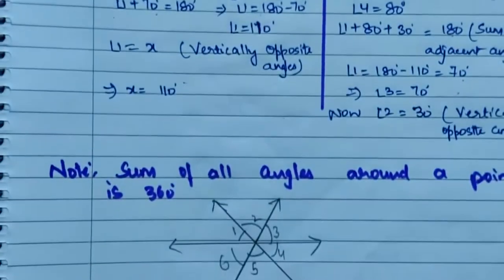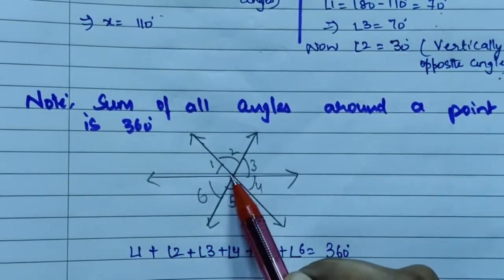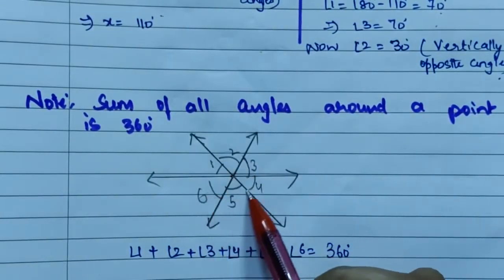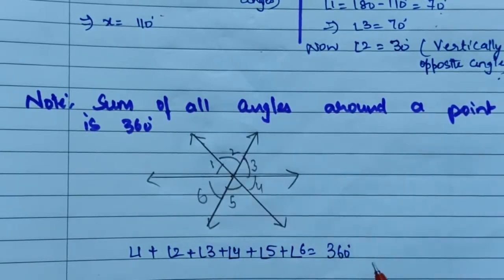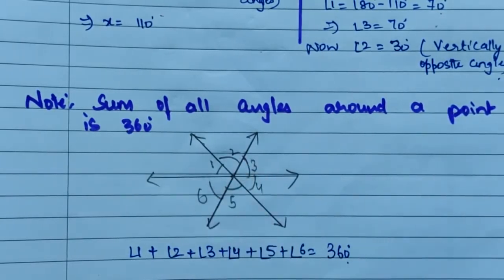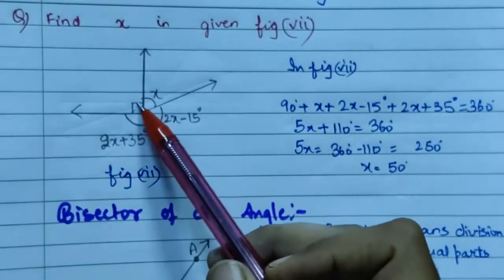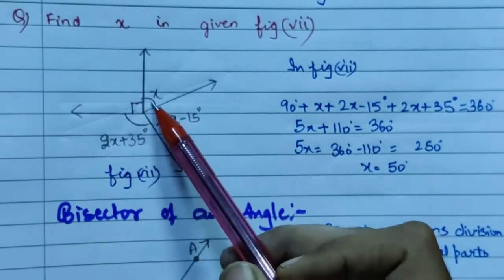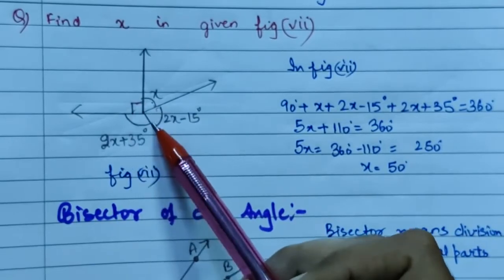Now children, note this down: around a point, the sum of all the angles we take will always be 360 degrees. That is, the sum of all angles around a point is 360 degrees. Next, we have to find x here. This is the symbol for 90 degrees. This is x. This is 2x minus 15. This is 2x plus 35 degrees.